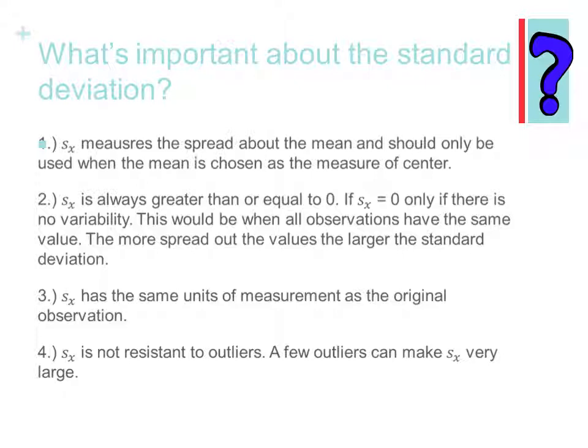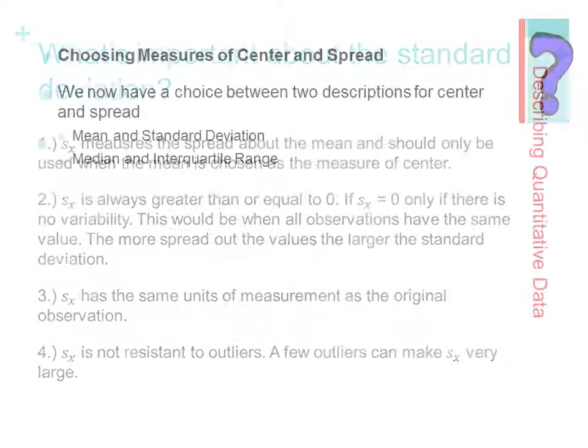Okay. Now the standard deviation is not resistant to outliers. So a few outliers can make the standard deviation very large. So just keep that in mind. Okay. So the reason it's not resistant to outliers is because it's based on the mean. The mean is not resistant to outliers, so the standard deviation is not going to be resistant to outliers. So if our mean is pulled up by a really high outlier, then so is the standard deviation.